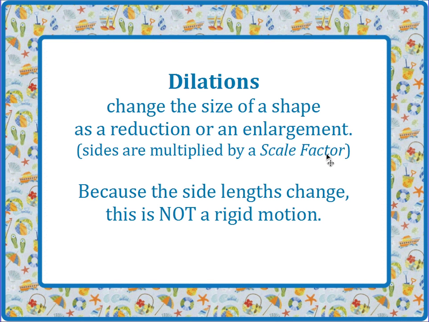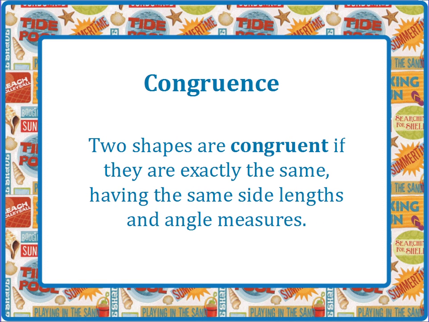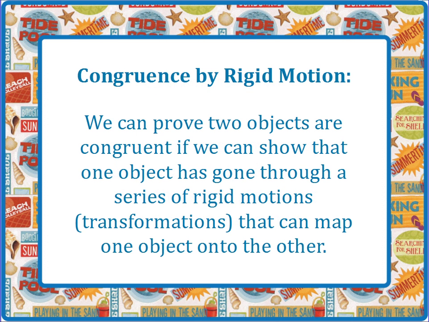If the scale factor is between 0 and 1, like 1/2, that would give us a reduction because our side lengths would become half as long as the original pre-image. And because the side lengths change in a dilation, this is not a rigid motion. Two shapes are congruent if they're exactly the same, absolutely identical, having the same side lengths and angle measures. Congruence by rigid motion, then, is if we can show that one object has gone through a series of rigid motion transformations that map the pre-image onto the image.